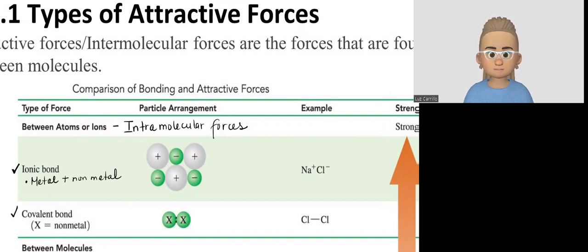So please make sure that you review what are the type of components that when they come together, they make an ionic bond. In the case of covalent bonds, these are going to be made by compounds that are made from two or more non-metals coming together in a chemical formula.